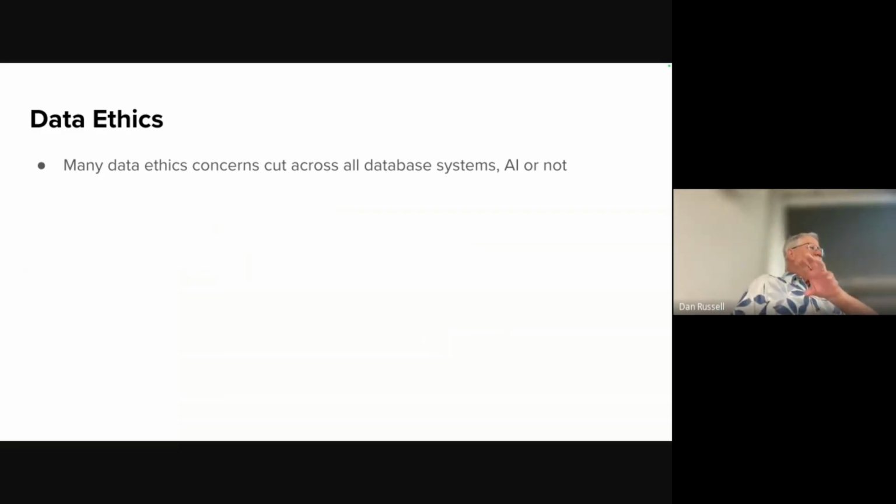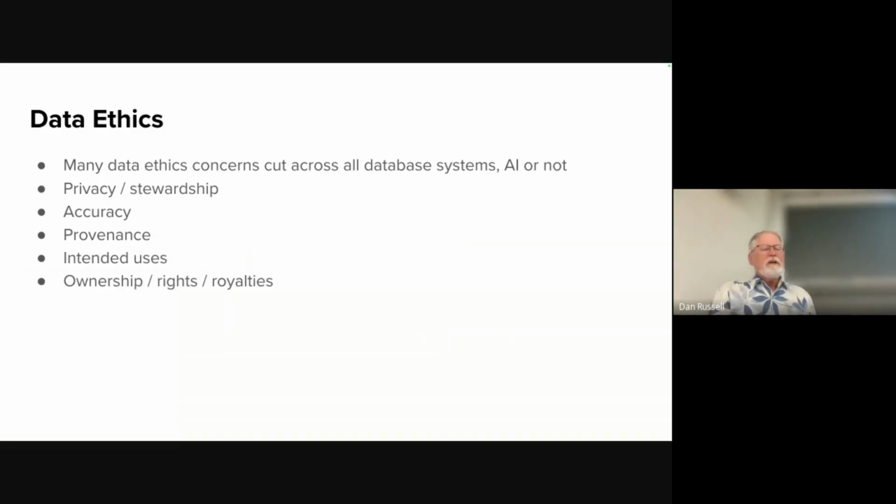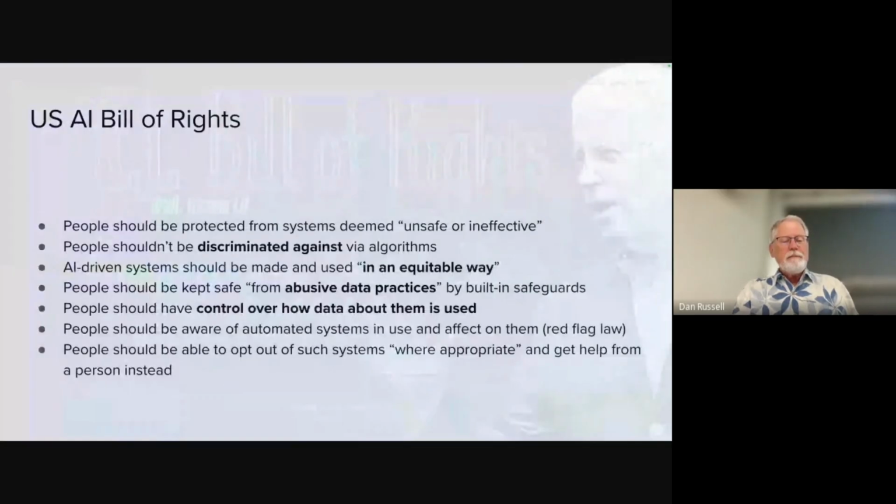This is true for AI systems. It's true for non-AI systems. So if you're Visa or MasterCard, you've got all these data ethics issues as well. You need to think about privacy and stewardship again, the accuracy, which is going to come back again in a little bit, where the data is coming from, its provenance, its intended use, ownership rights, and reliability.